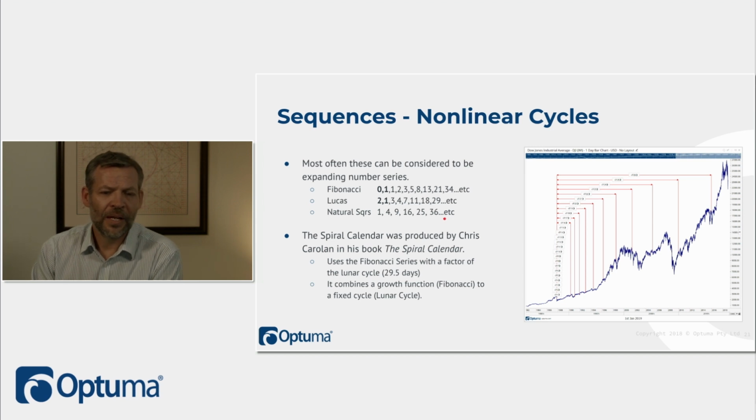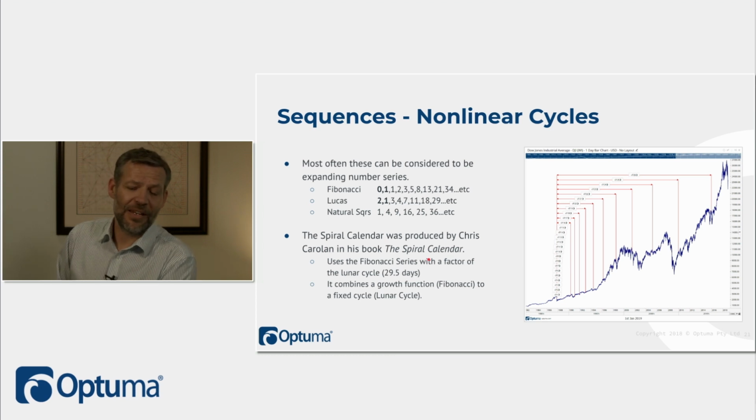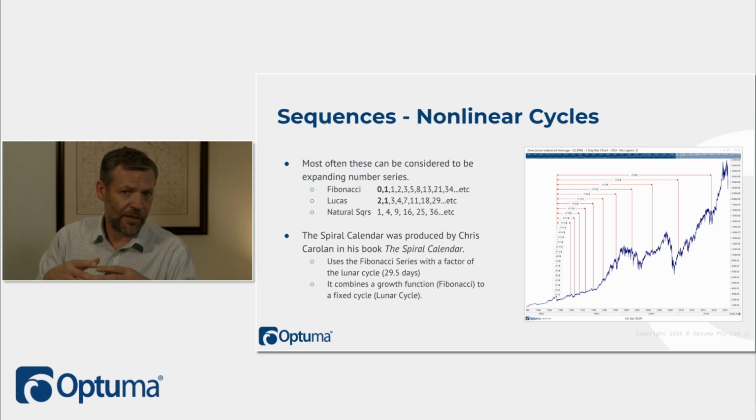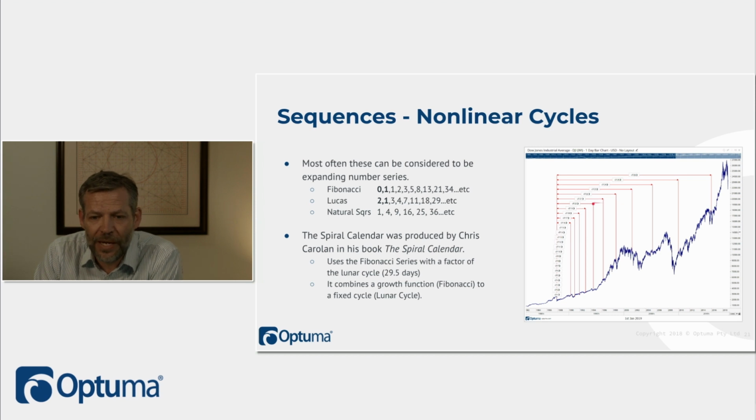Spiral calendar: Chris Carolan put out a book called The Spiral Calendar, and that's another one of these examples using Fibonacci, but with the moon cycle as the fixed cycle. It's an interesting combination of the Fibonacci numbers, which are obviously an expanding or nonlinear cycle, and a fixed cycle, multiplying those together. And so you end up with these waves here that we have.